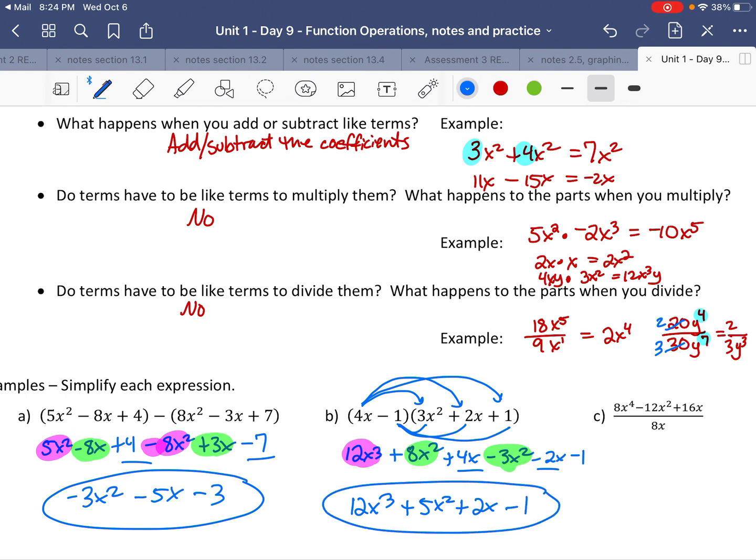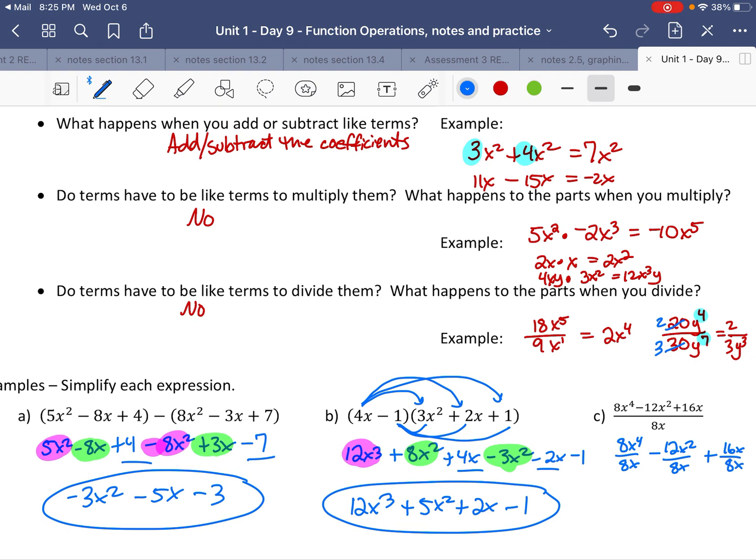All right, and now letter C. This is a division problem. So I'm basically going to take each little piece right here. All these pieces are being divided by 8x. So if you wanted to, you could separate it into 3 fractions if that helps you. So you have 8x to the fourth divided by 8x, minus 12x squared divided by 8x, plus 16x divided by 8x. And so you just have 3 little problems.